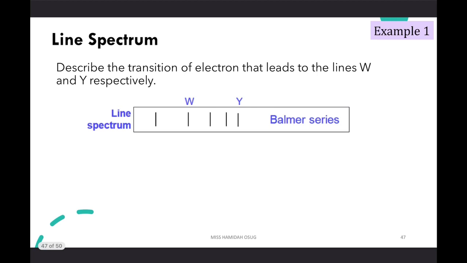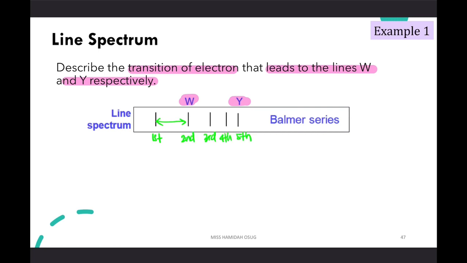So let us see a few examples regarding the line spectrum. So example 1, you were asked to describe the transition of electron that leads to the lines W and Y respectively. Okay, so the first thing that you need to do, you need to decide how to read your line spectrum. So because the largest blank area is on your left, so the first line is on your left and the last line is on your right.